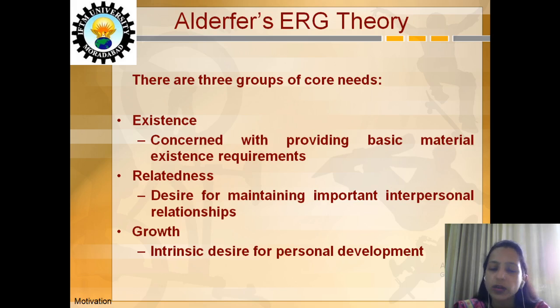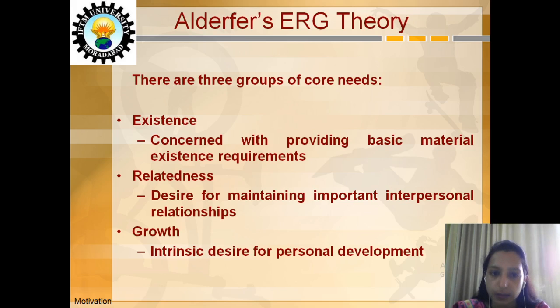Alderfer says that there is no rigid hierarchy of needs. A person can fulfill more than one need at a time. The first core group need is known as the existence need, which is concerned with providing basic material existence requirements, that is the bare subsistence needs which a person needs to live. The second is relatedness, which means the desire for maintaining important interpersonal relationships, which covers the social needs from Maslow's theory, that a person is a social animal. And the third is the growth needs, which is the intrinsic desire for personal development or the self fulfillment of a person.